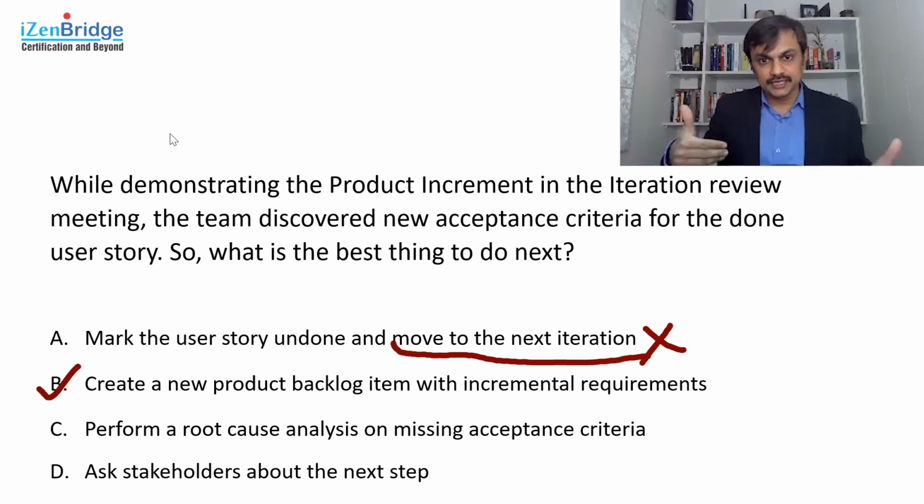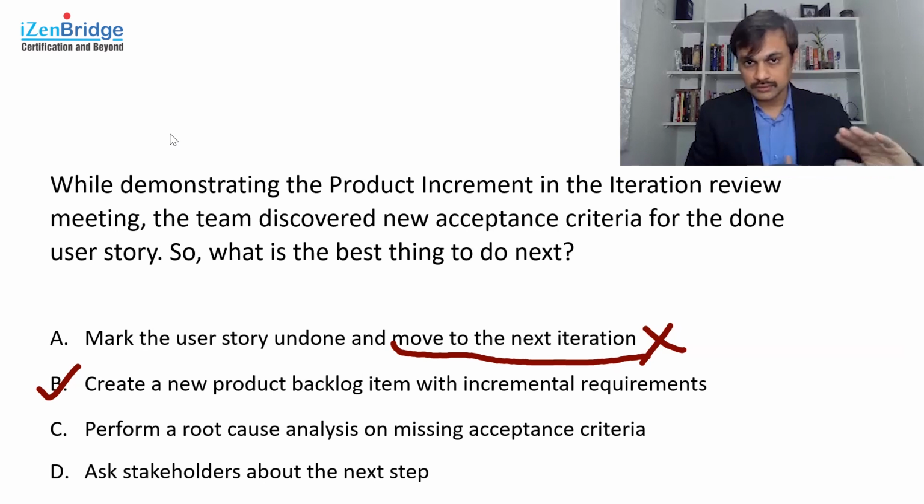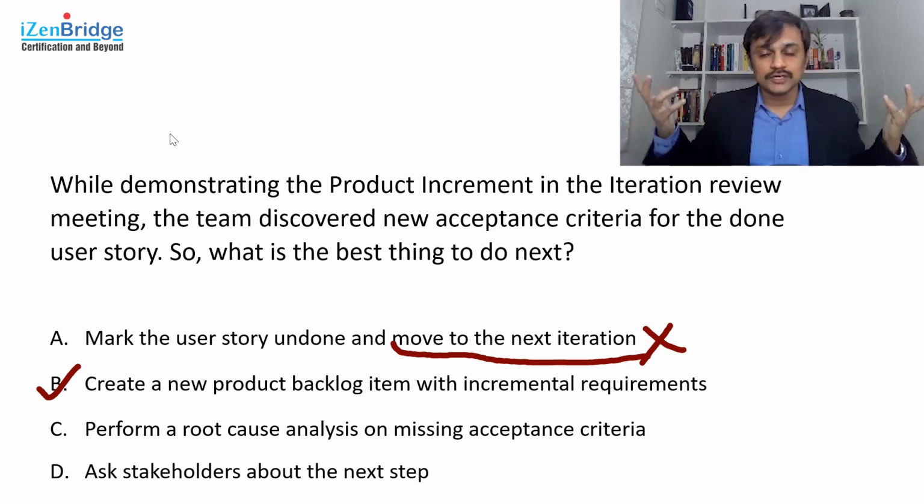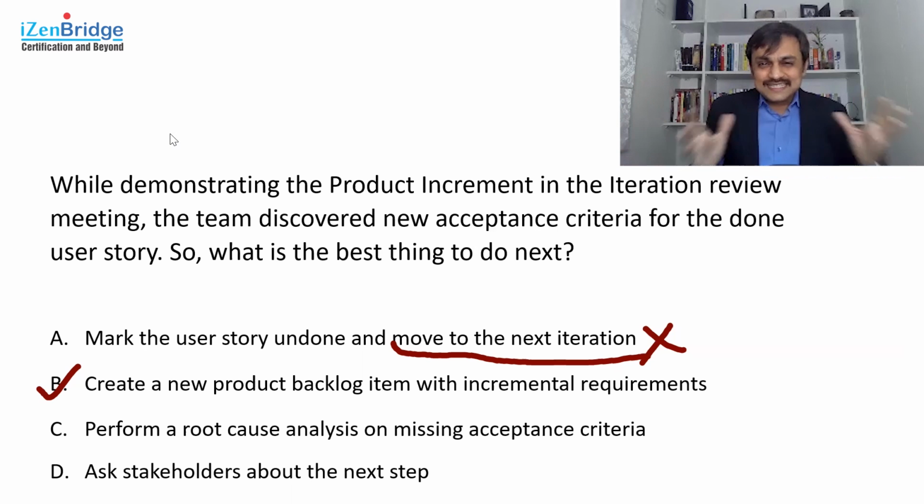And then if I have a trend of such things happening, I may discuss that trend in a retrospective meeting later on, but B seems to be the better option if I compare with C. Then let's go to D, ask stakeholders about the next step. So it's like we are in a situation, and as a project team, we are standing and asking stakeholders, tell us what to do. That seems to be a little too much.